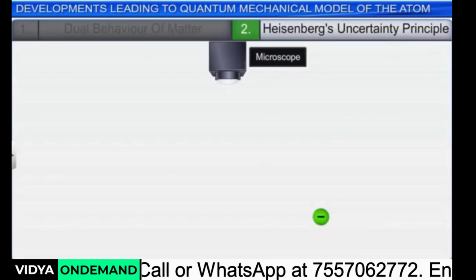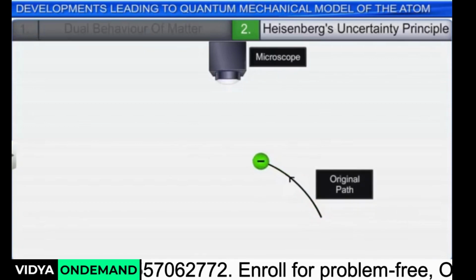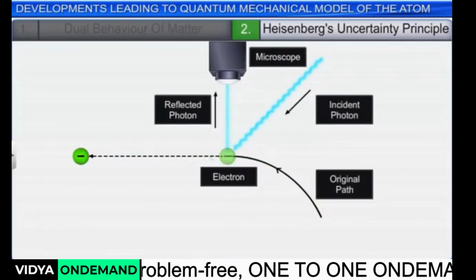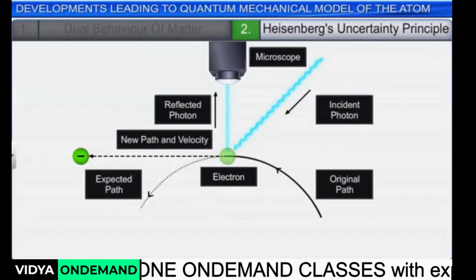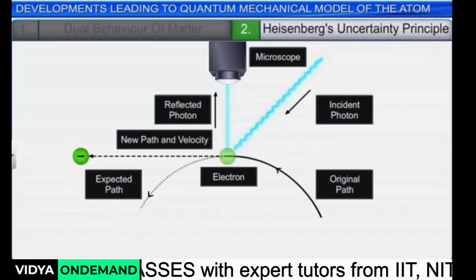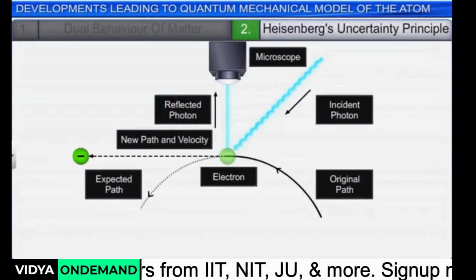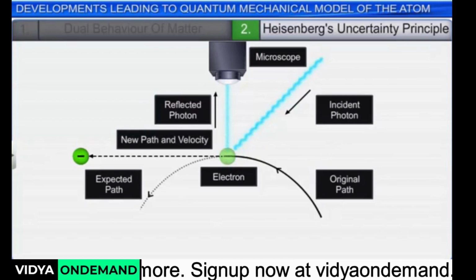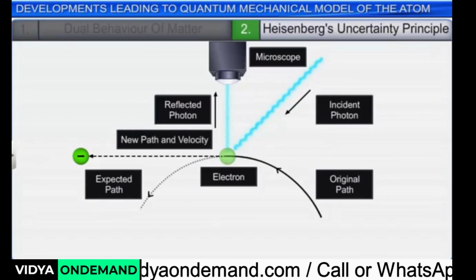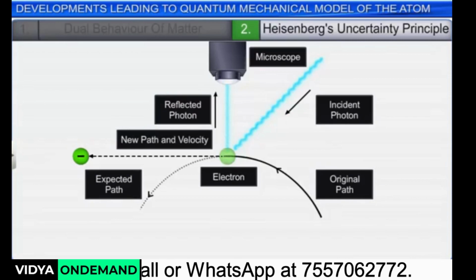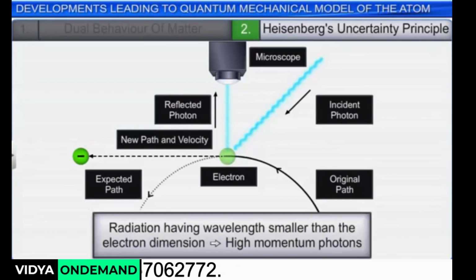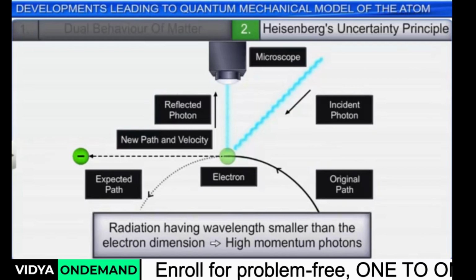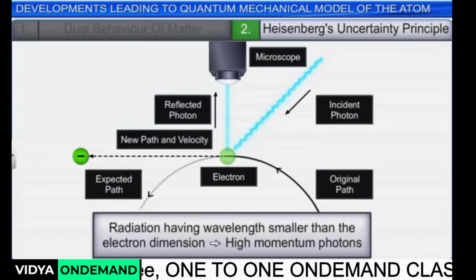The position of an electron can be determined experimentally by illuminating it with electromagnetic radiation having a wavelength smaller than the dimensions of an electron. However, the velocity of an illuminated electron cannot be detected as the high momentum photons of the light increase the energy of electrons by collisions.